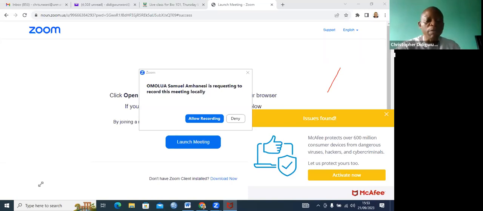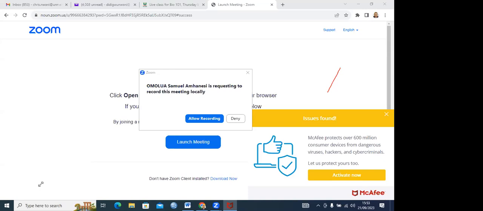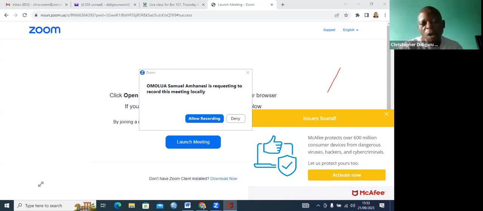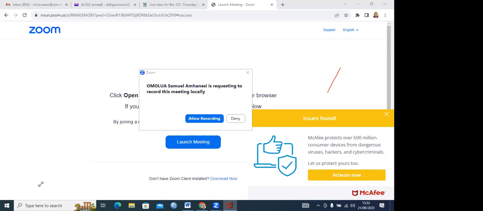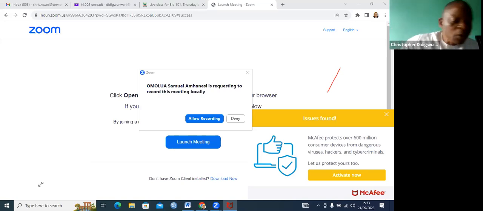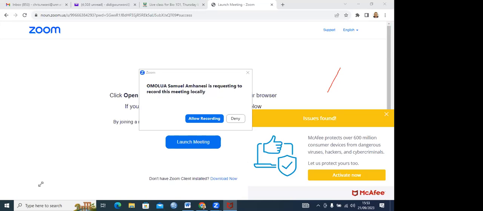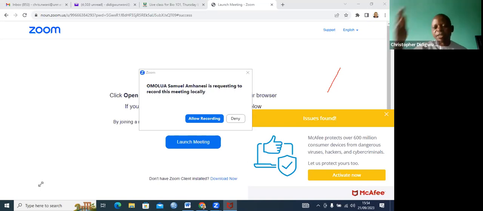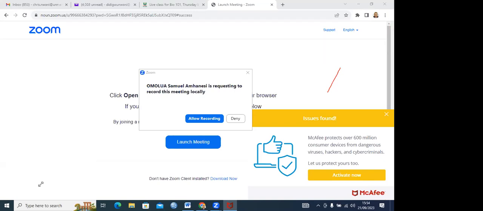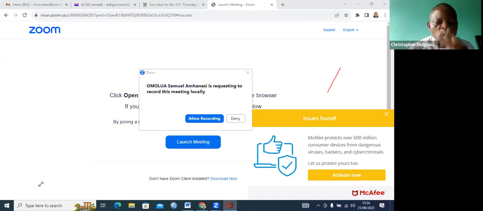So let us do a summary of what we did today, because I will use the remaining 5 minutes to do a summary of what we have discussed. So today we looked at cell division. And we said that cell division is division that takes place in the cell. Whether you are talking of a plant cell or an animal cell, division must take place for the animal to grow and for the plant to do what? Grow. And so we have two types of cell division: mitosis and what?